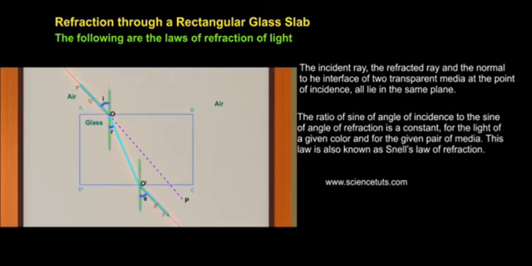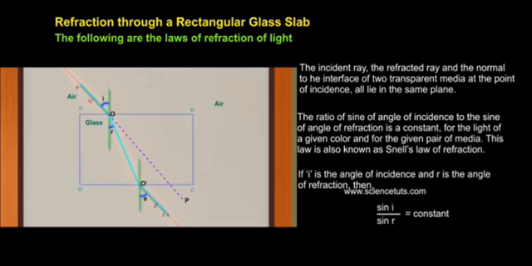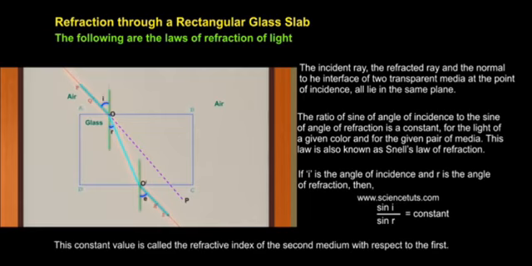2. The ratio of sine of angle of incidence to the sine of angle of refraction is a constant for the light of a given color and for the given pair of media. This law is also known as Snell's law of refraction. If i is the angle of incidence and r is the angle of refraction, then sin i / sin r = constant. Equation 4. This constant value is called the refractive index of the second medium with respect to the first.